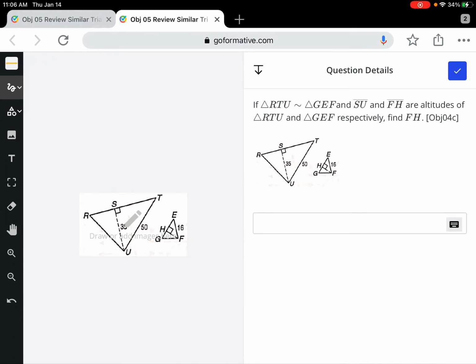Number 10, if 2 figures are similar, all of their parts are proportionate. So all I have to do is I can do altitude over side equals altitude over side for this. So my altitude is 35, my side is 50. My altitude, I don't know on the other one, my side is 16. And even if you set it up differently, when you cross multiply, you should get the same thing. So this is going to be 50 times x is equal to 35 times 16.